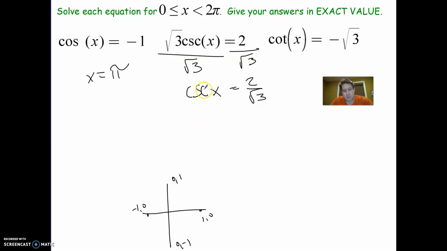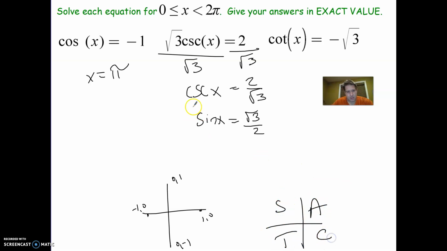But then I want to change cosecant into its reciprocal. So cosecant is the reciprocal of sine of x. But if I flip this, I have to also flip this. And then you ask yourself, sine of what equals square root of 3 over 2? And that happens to be 60 degrees. So if you remember, all students take calculus, sine is positive in quadrants 1 and 2.